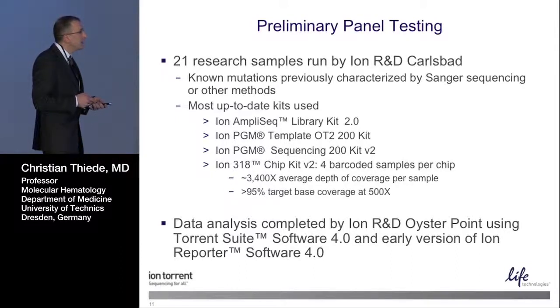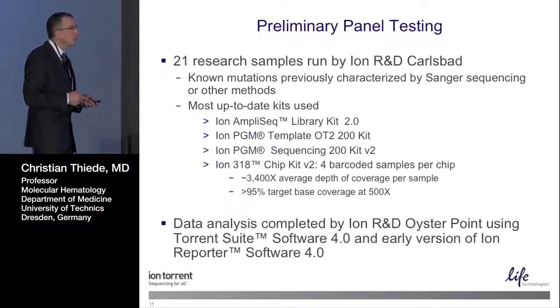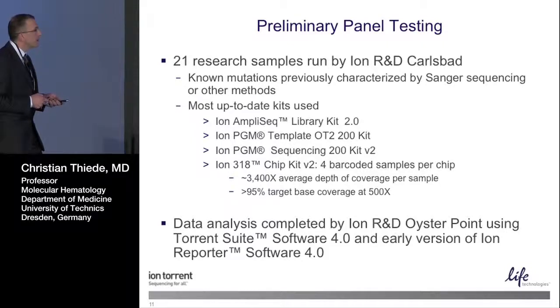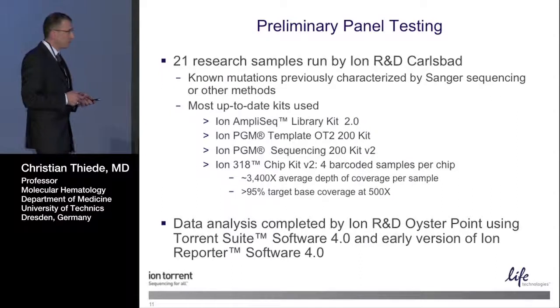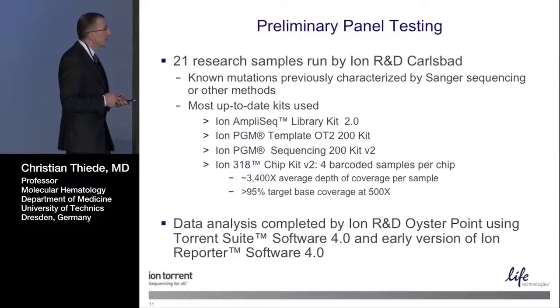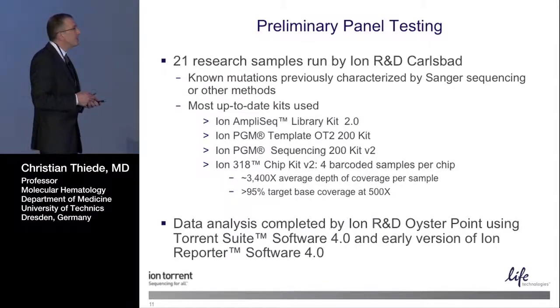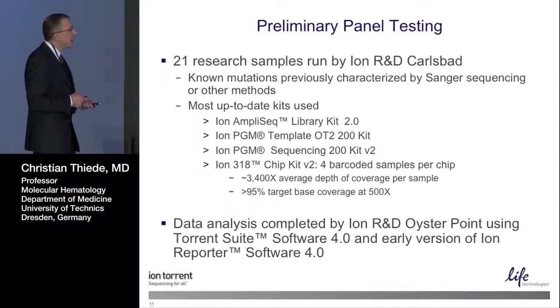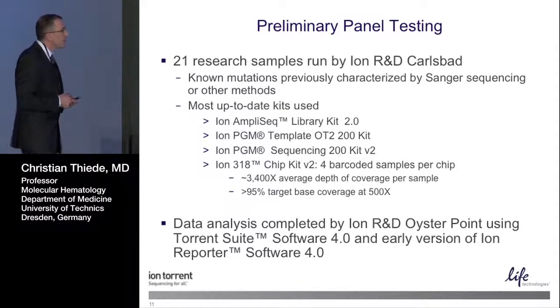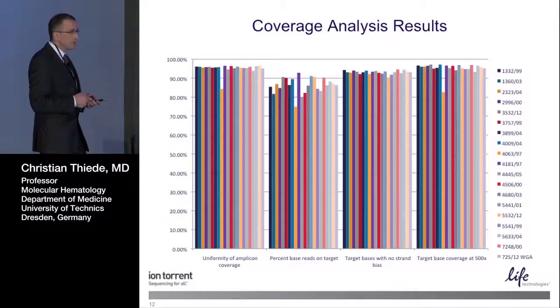You can see clearly that the coverage we achieve is much higher than probably needed in the end. So we will probably end up with 6 to 8 samples per chip. 95% of the target base coverage was above 500-fold, which is much higher than probably needed to achieve a sensitivity of 5 to 10%. Data analysis involved the Torrent Suite software 4.0 and the most recent, not yet generally available, release of the Ion Reporter software.